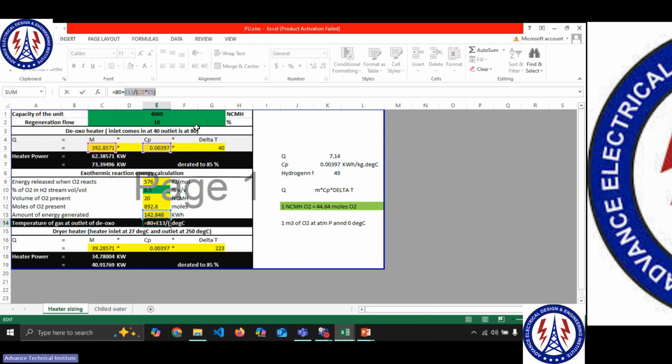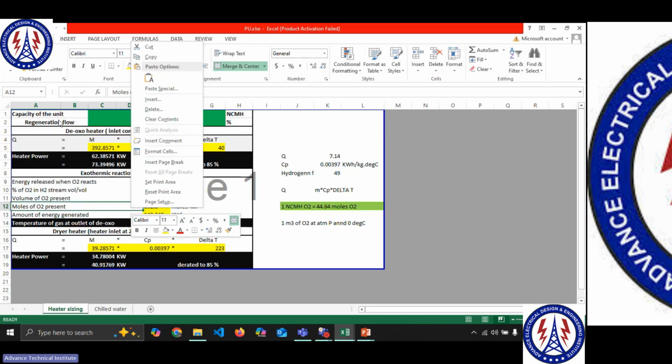I am supplying 142.848 kilowatt hour at the 80 degrees. So now the temperature will become 223. It is going to be 80 plus delta, but you need to understand this, because 80 is the starting temperature. We are starting with 80. The original temperature was at 80, so you need to add 80 to the 171.